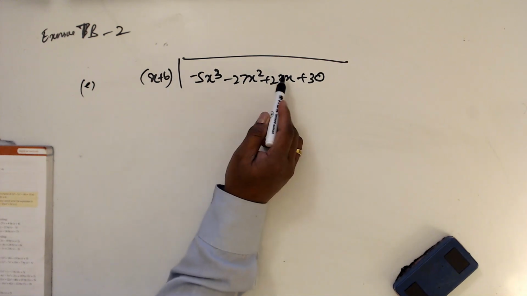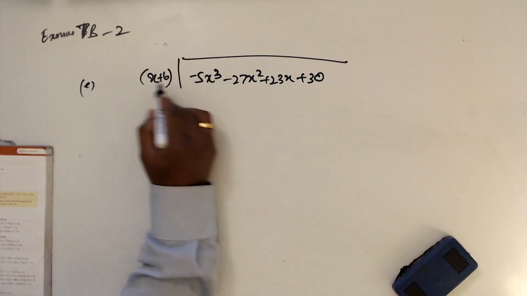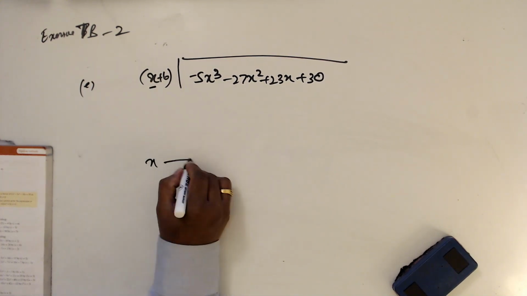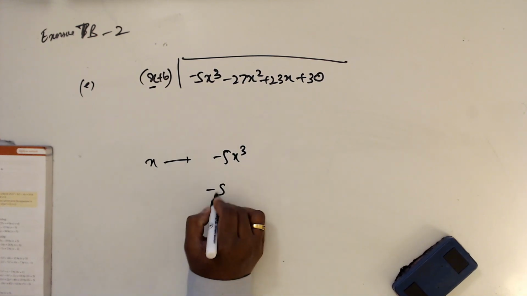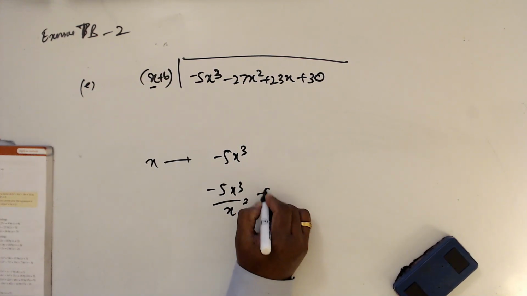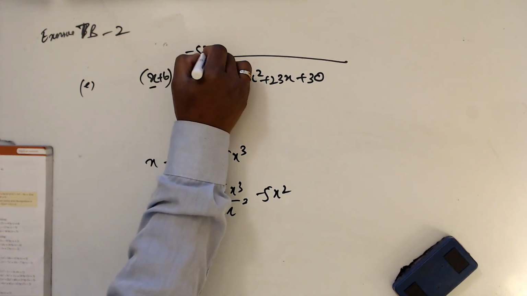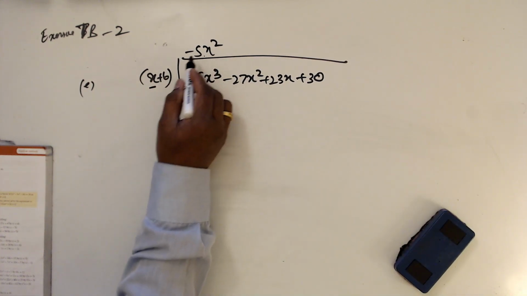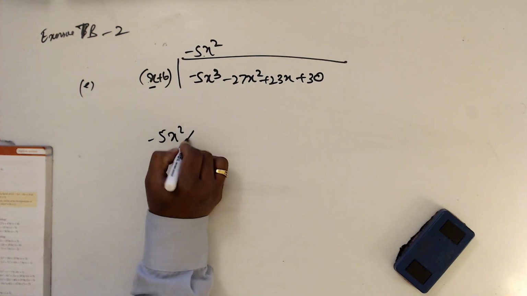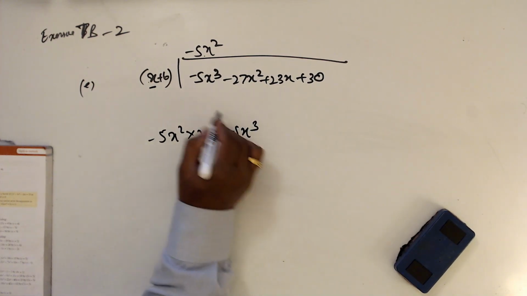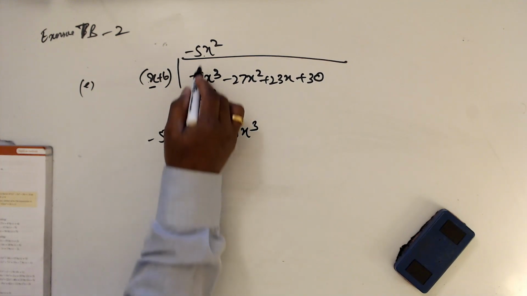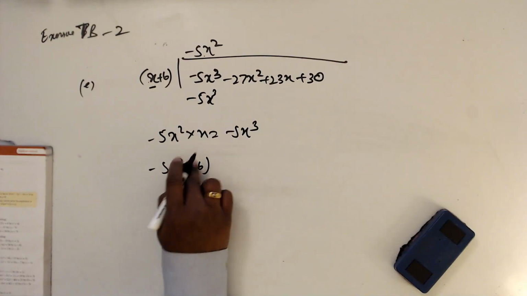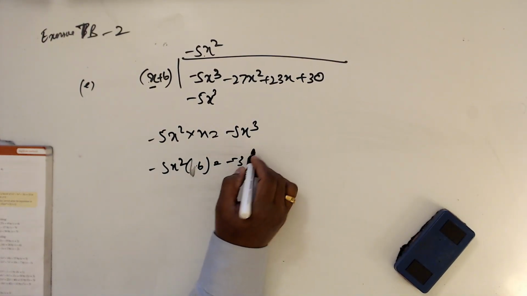Okay, we'll start in order 3, 2, 1, constant x. So how many x goes to minus 5x cubed? Then minus 5x cubed divided by x, minus 5x square. Then minus 5x square times x, minus 5x cubed. Then minus 5x square times plus 6, minus 30x.